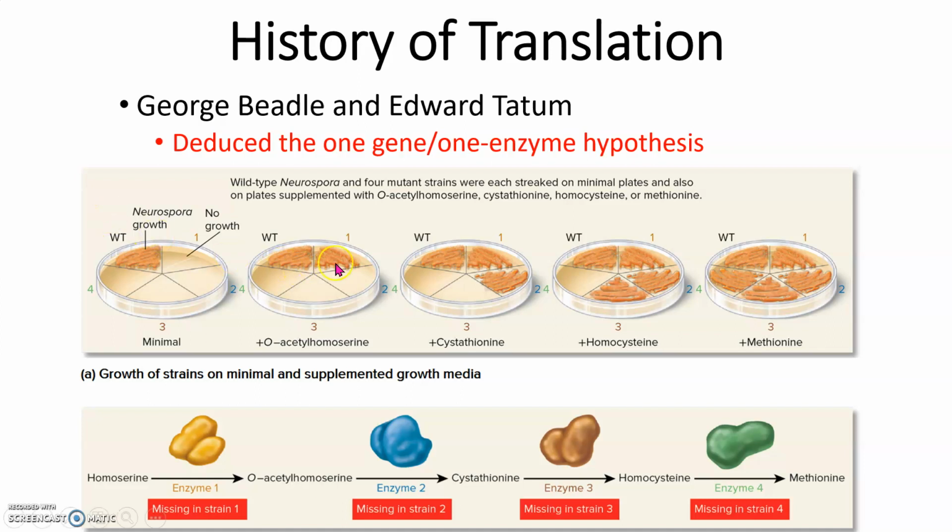Okay? So they would knock out that strain, all of them here. Knock it out and then supplement it, it grows. Knock it out and supplement it and see what happens. From this, they proposed the one gene, one enzyme hypothesis. So they're saying that one gene codes for one enzyme.